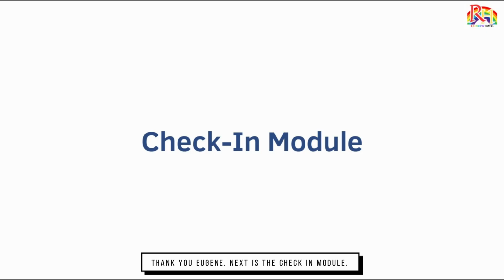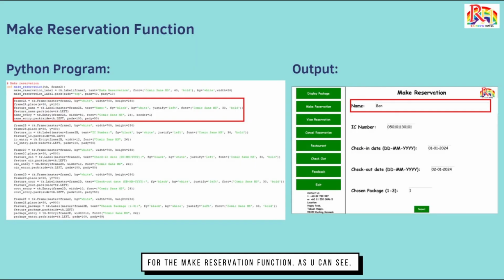Thank you, Eugene. Next is the check-in module. For the check-in module, we have 3 functions, which are make reservation, view reservation, and cancel reservation. For the make reservation function, as you can see, we have the label and entry command which lets the customer insert their personal information, check-in and check-out date, and the package they chose. We also import the datetime for the check-in and check-out date.